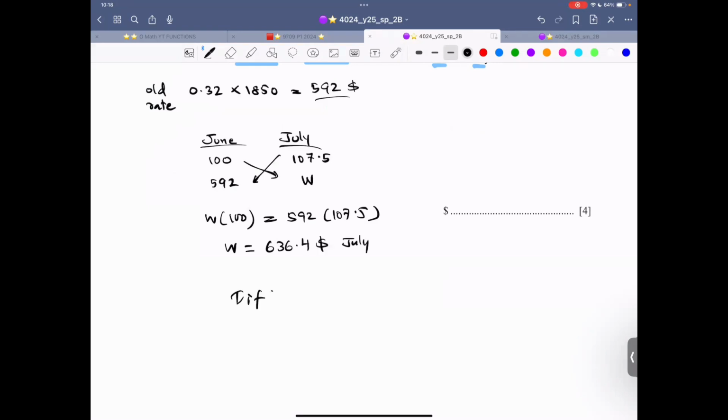The difference is what? 636.4 minus 576. This comes out to be $60.4. This is $60.4.